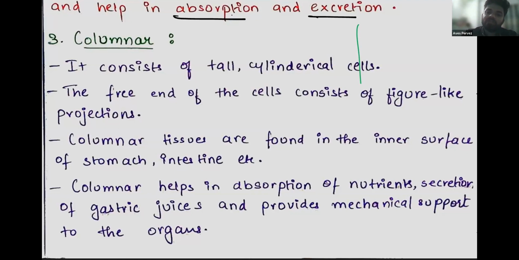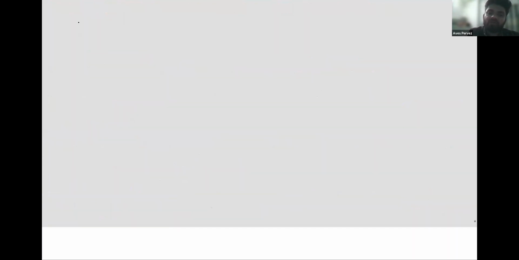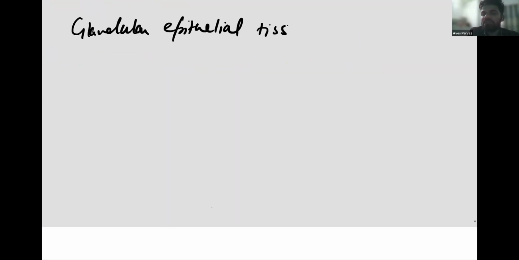Okay. So the next type is glandular epithelial tissue. Glandular means some gland-like structure. If I'm talking about glandular epithelial tissue, then there is something gland-like that can secrete things. What does glandular mean? Glandular means anything that has the capability to secrete some liquids.